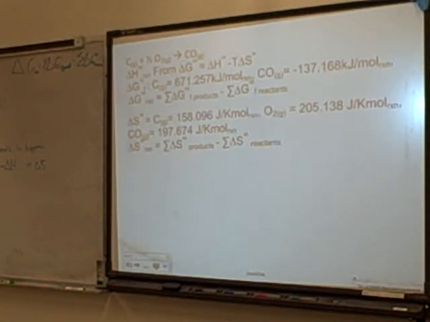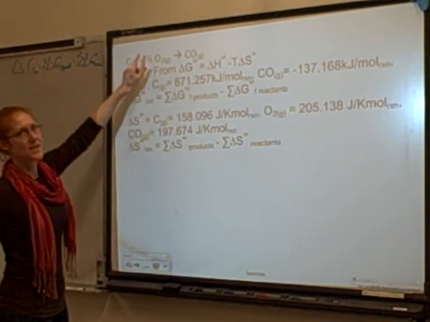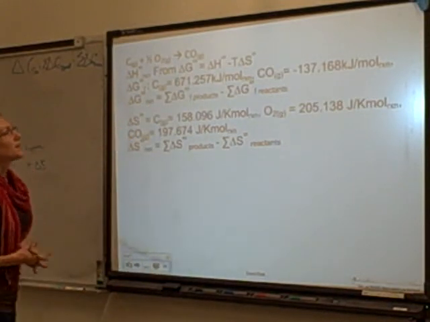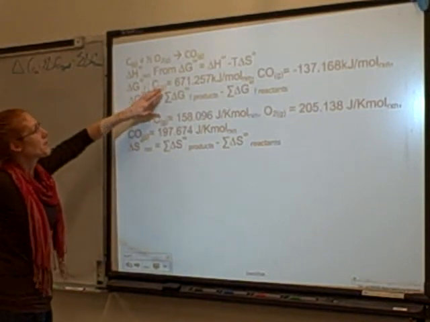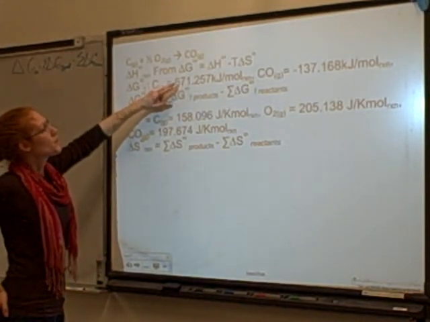Okay, last way we're going to see how to calculate the change of enthalpy of the reaction. 1 mole of carbon gas plus half a mole of oxygen gas to make a mole of carbon monoxide. This time the information we're given is that the Gibbs formation of carbon gas is 671.257.